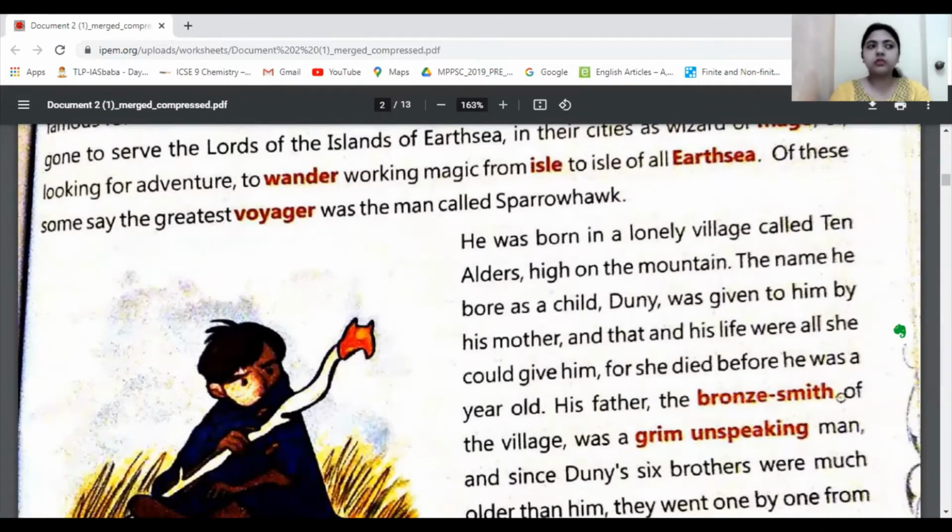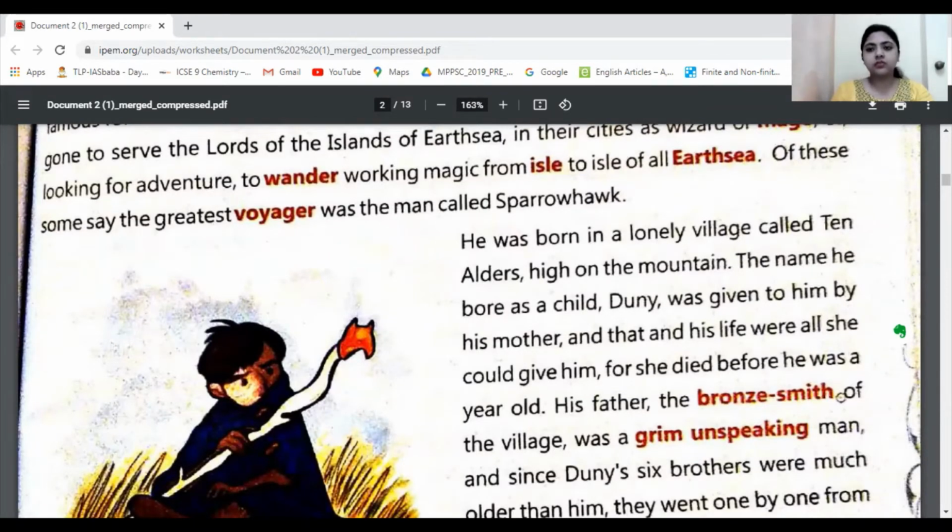So this name Duni was given to him by his mother. So why is it being said that his mother could give only two things to him? Because she passed away before Duni was even a year old. So Duni could not even turn one when his mother passed away. Okay, she dies. So now who all were left in his family? His father and six brothers.